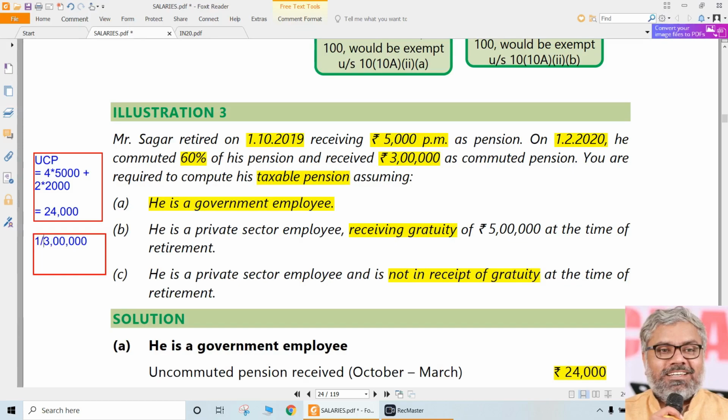So 1/3 of 3 lakhs commuted pension into 100 divided by 60. Do it on the calculator, then you will get the exemption. Do it separately: 3 lakhs into 1/3 into 100 by 60. How much is the exemption? 1,66,667 rupees is the exemption, isn't it?